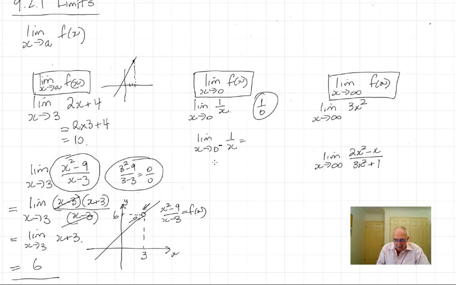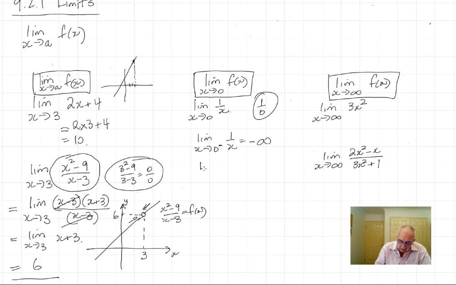So we could put negative 0.00001. Put it in there, and you'll find that you get a negative number with a quite large magnitude, like negative 100,000 or something like that. So as you get x closer and closer to 0 from the left-hand side, it approaches minus infinity.